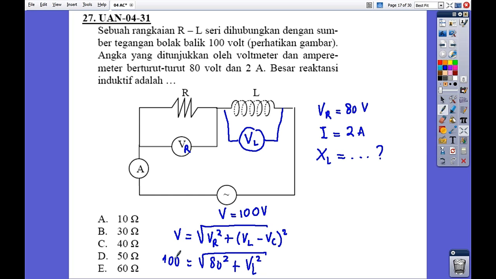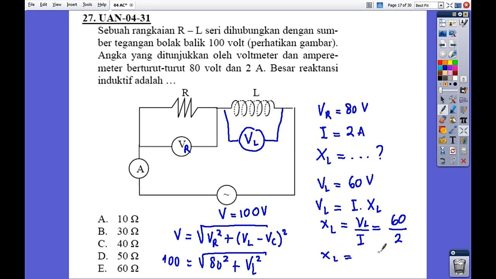From here it is actually a triple Pythagoras. So we are going to have VL, this one should be 60 volt. Because we know VL is I times XL, we are going to find XL by dividing VL by I. VL itself is 60 and I, the current, is 2 ampere. So for XL we get 30 ohm.